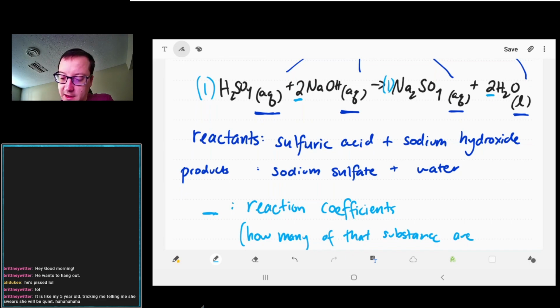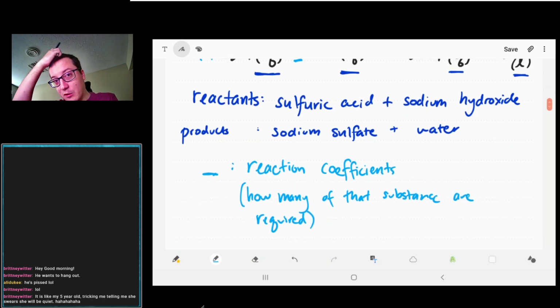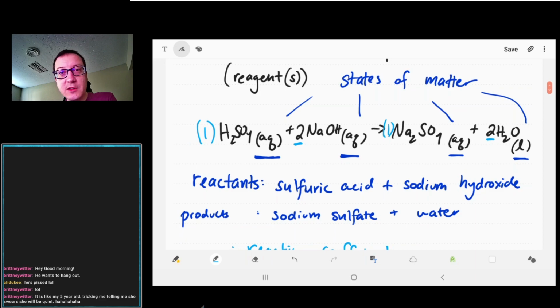So these reaction coefficients right now are telling us we need 1 molecule of sulfuric acid plus 2 units of sodium hydroxide for this reaction to go. And once we have done so, we're going to get 1 unit of sodium sulfate out and 2 units of water. And so that's what those coefficients mean. We're going to see as well how to work with those a little bit later. Okay? So that's kind of what a chemical reaction looks like.